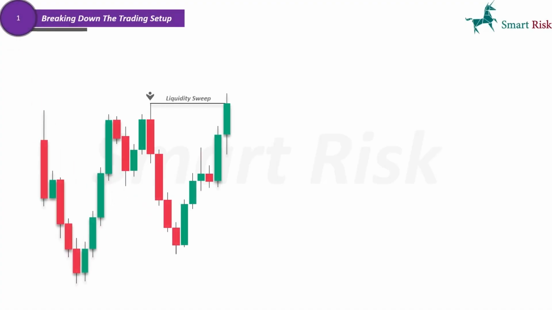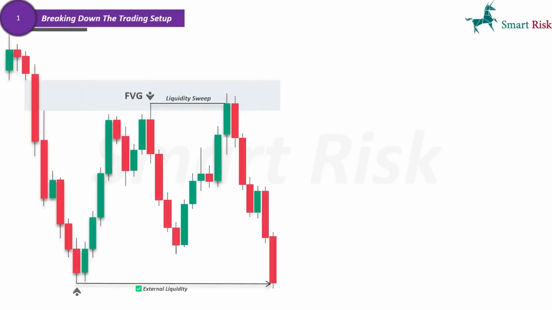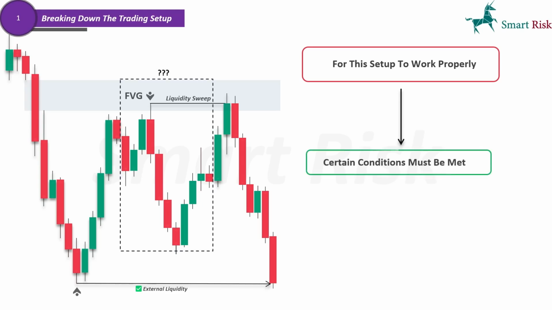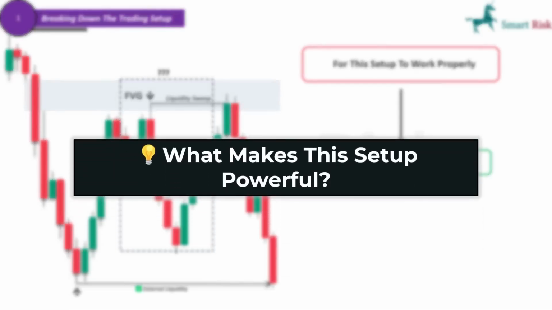In a bearish scenario, the same concept applies in reverse. Price sweeps buy-side liquidity from a key level at a specific time, taps into an unmitigated bearish fair value gap, and then quickly reverses back inside the range before continuing lower. But once again, for this setup to work properly, certain conditions must be met. Before we go deeper into those conditions and see exactly how this setup plays out, let's first understand what actually makes this setup so powerful.